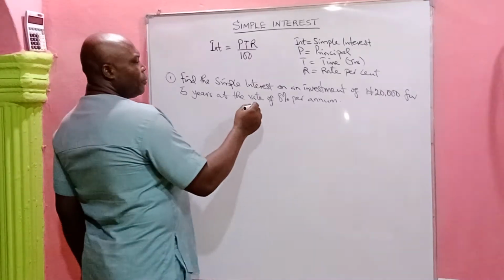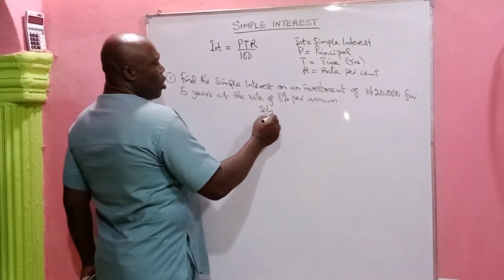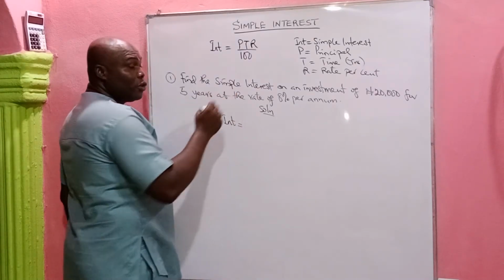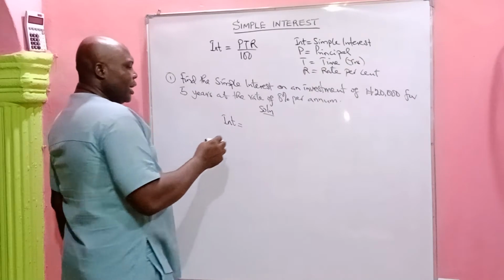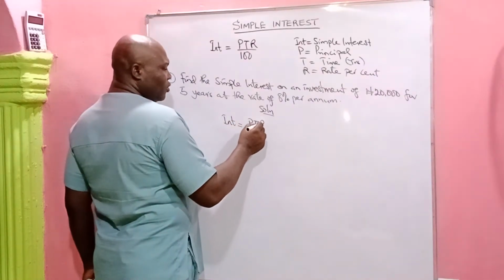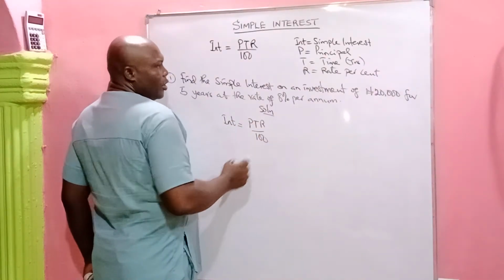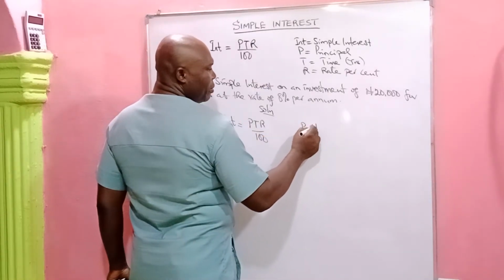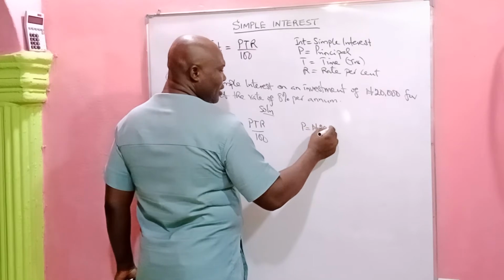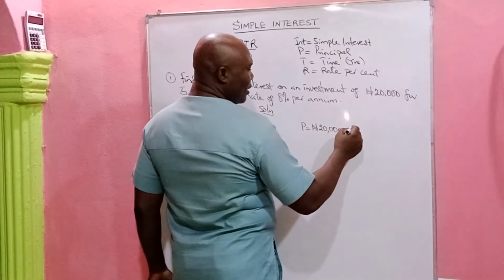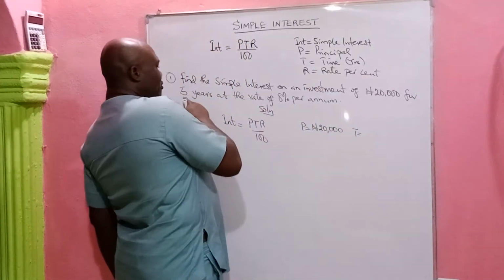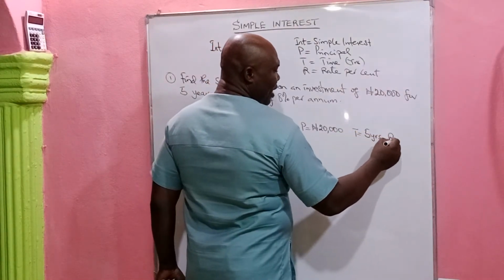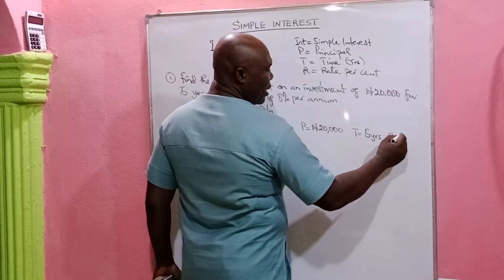Is that simple? All you need to do is to bring out your interest, which is a simple interest, because they say we should find the simple interest. So the interest is principal times time times rate all over 100. The lump sum that is invested, which is 20,000 naira, is the principal. Our time, we were told, is 5 years.